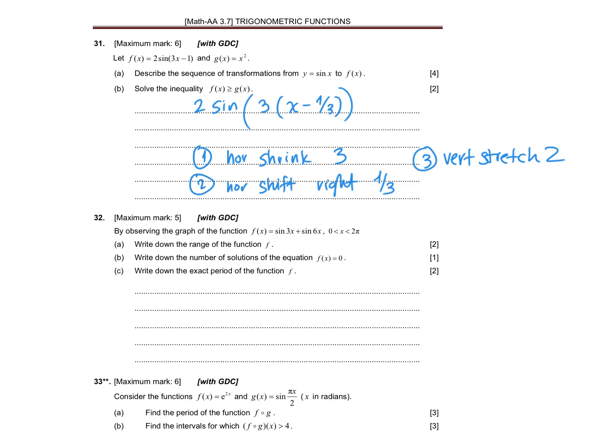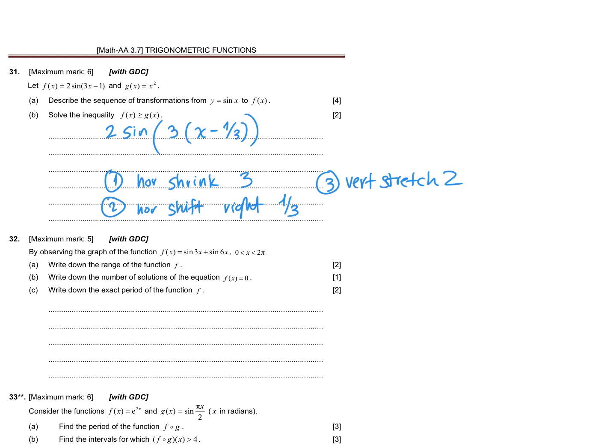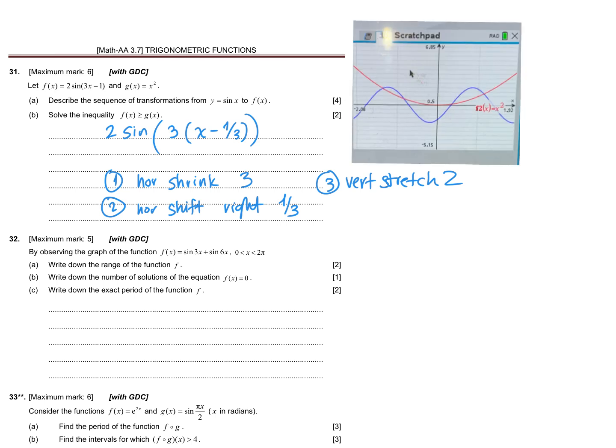Solve the inequality. So for this one, we have to graph it. Okay, so this is our graph, and we want to know when sine is bigger than the parabola. Okay, so this right here, sine is bigger than the parabola, and this sine is bigger than the parabola. Everywhere else it's smaller. So we need to find those intersections.